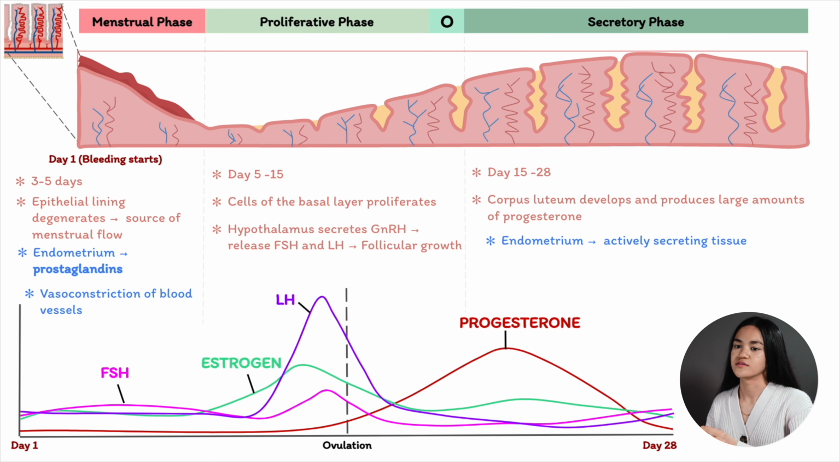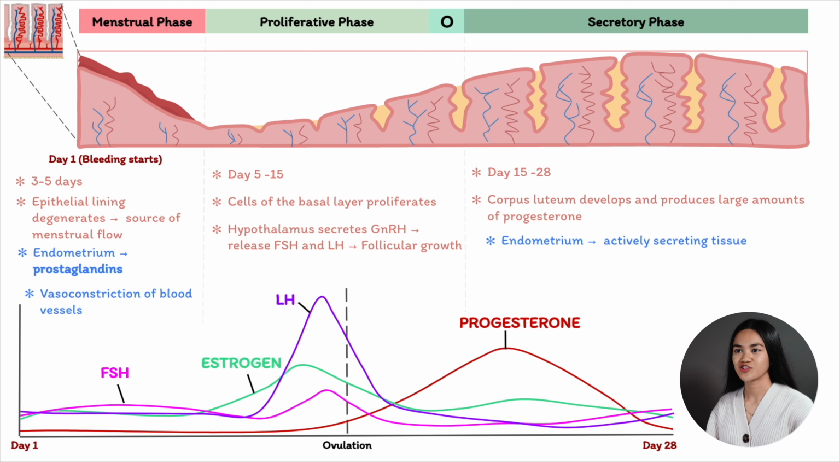to avoid blood clotting. And we begin a new cycle as estrogen and progesterone levels drop, FSH and LH secretions increase, triggering the development of new follicles. And so that is the secretory phase.